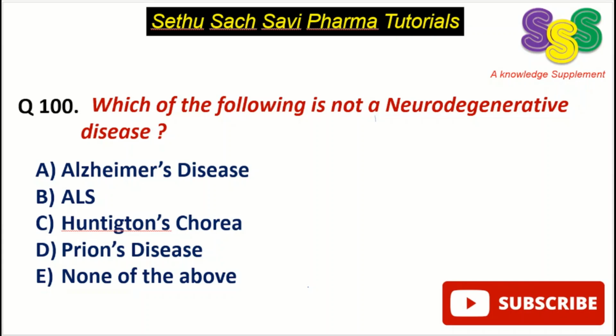So today's question is, which of the following is not a neurodegenerative disease? A choice, Alzheimer's disease. B choice, ALS. C choice, Huntington's chorea. D choice, Prions disease. And E choice, none of the above.